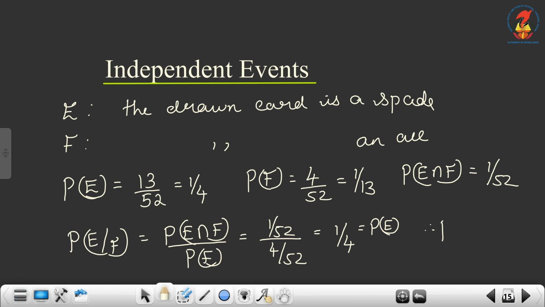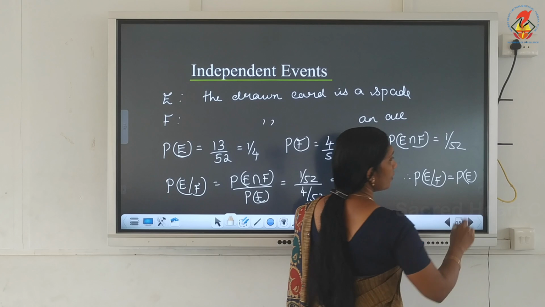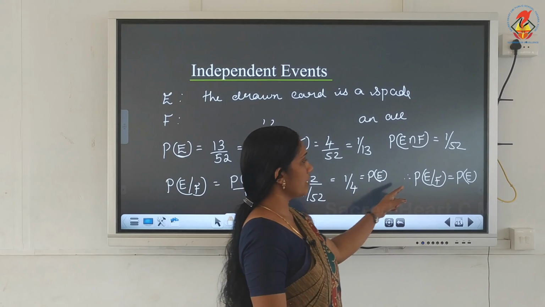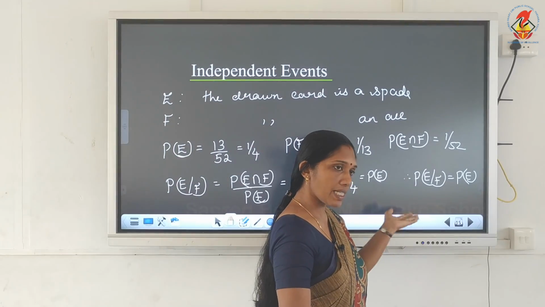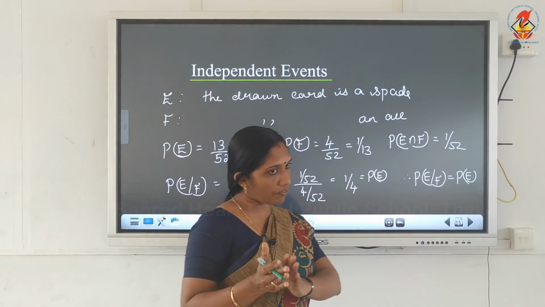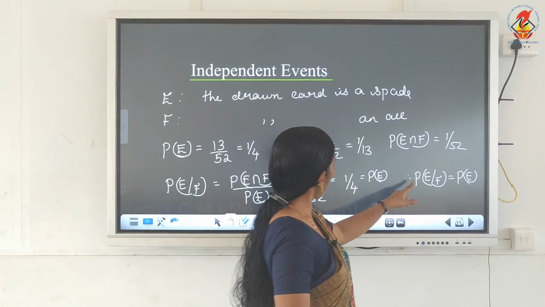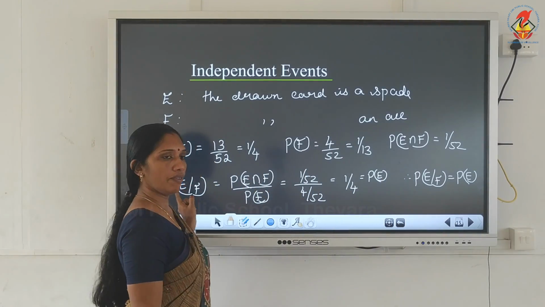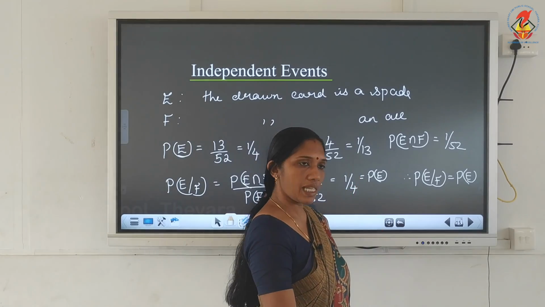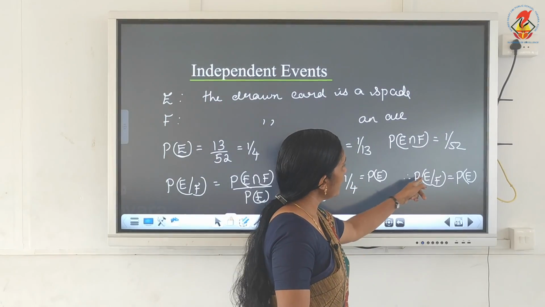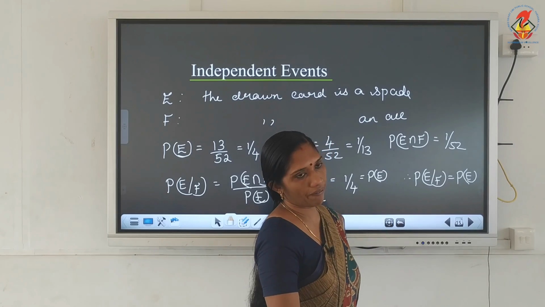So what we can write? P of E given F is equal to P of E. E given F means the probability of occurrence of E if F has happened, given that F has happened. F happened first, then only E. But look, the probability of P of E given F and P of E are the same. That means E does not depend on this F.